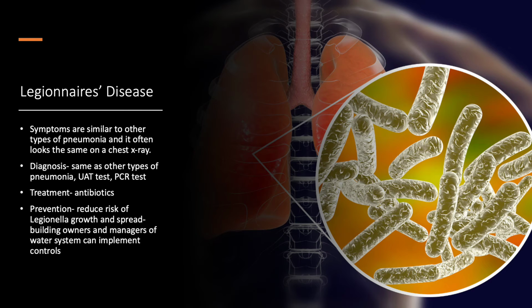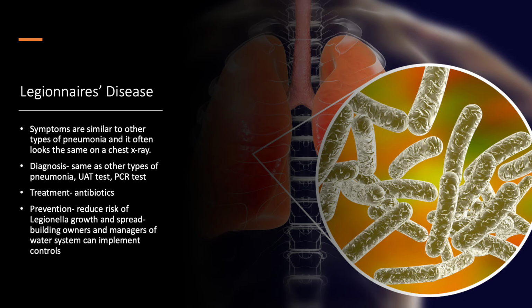To diagnose this, doctors usually do a chest x-ray, similar to the other pneumococcal pneumonia that we talked about, or they even do urine tests, where the urinary antigen test detects molecules of Legionella bacteria in the urine, or other lab tests that involve taking a sample of phlegm or washing it from the lung.